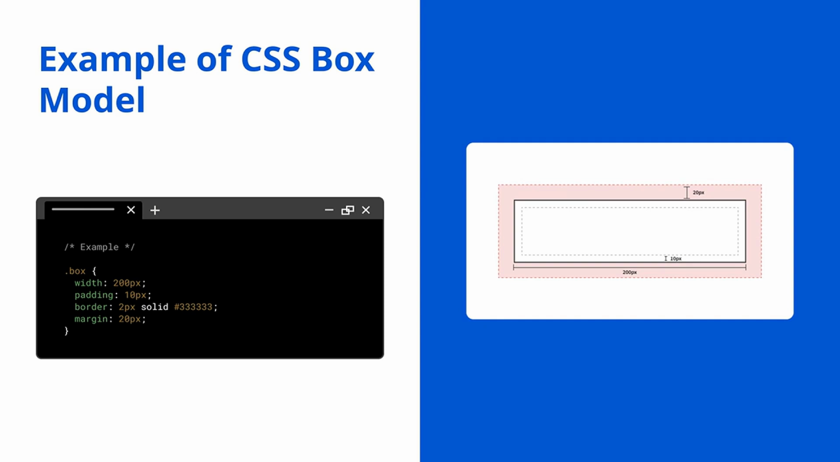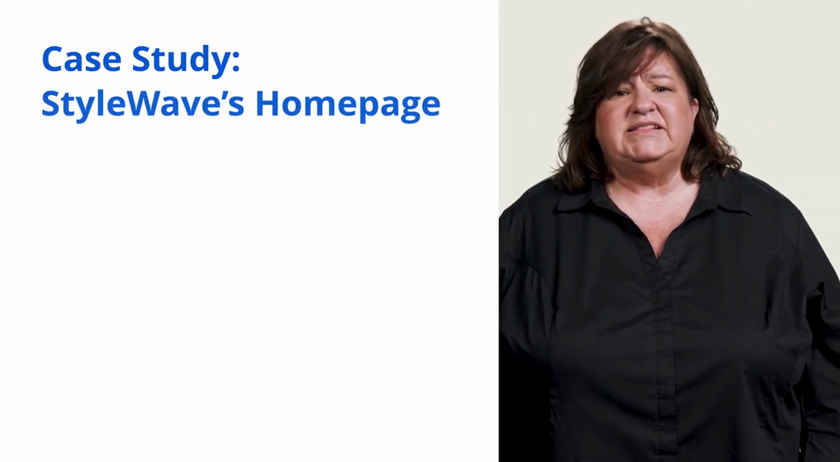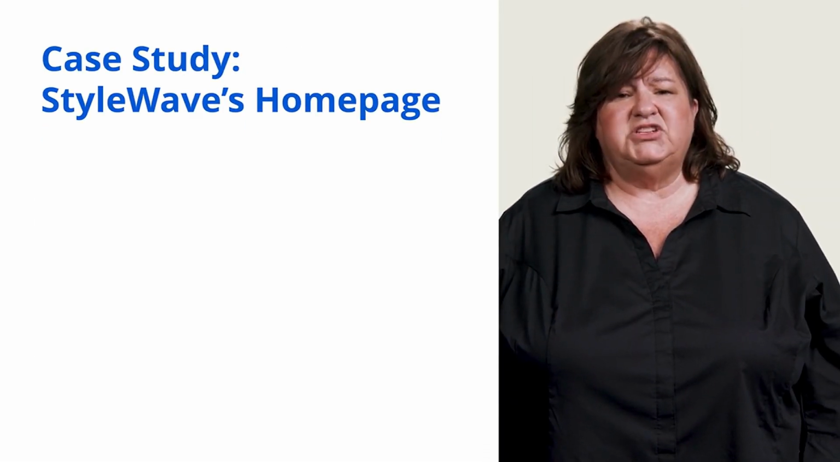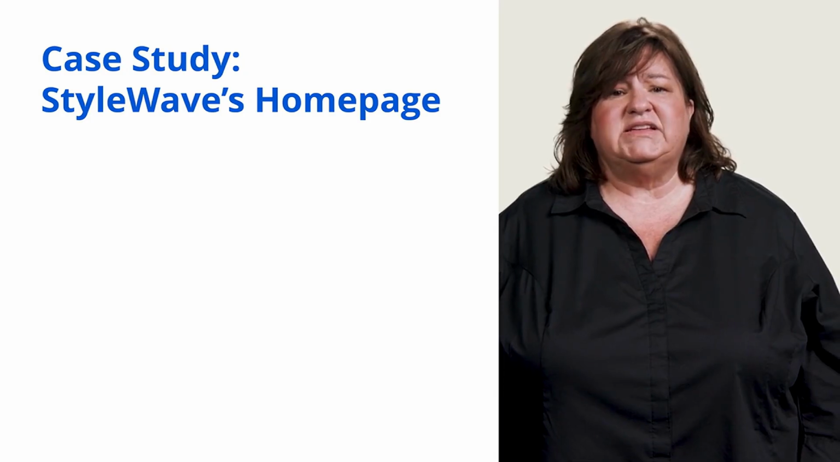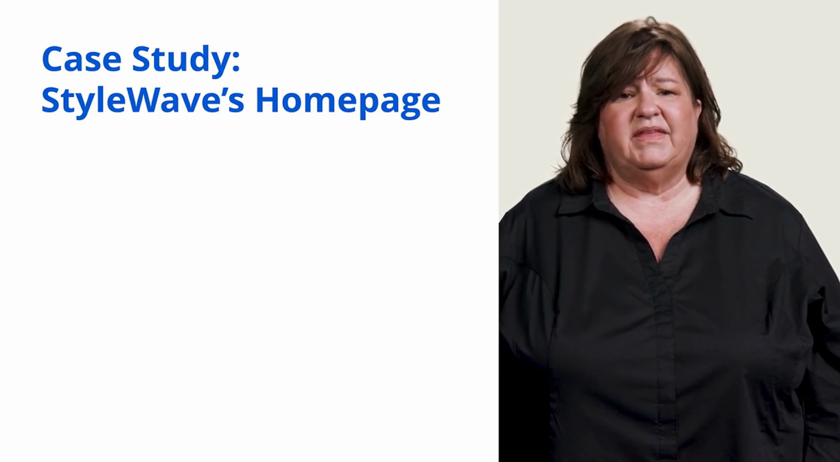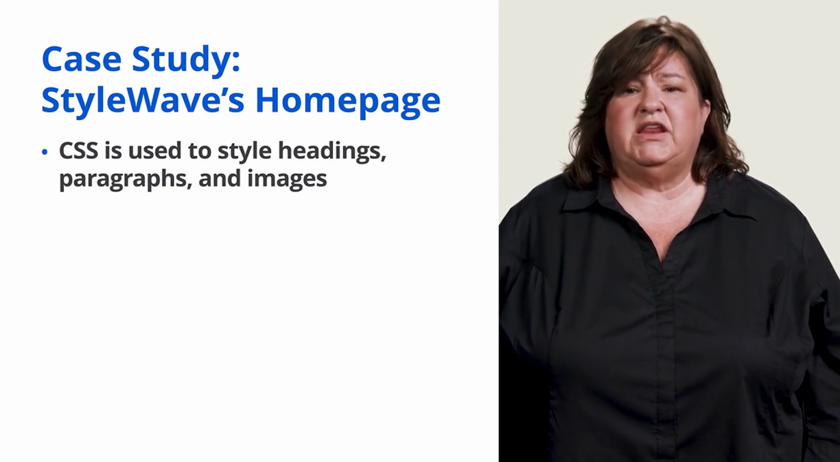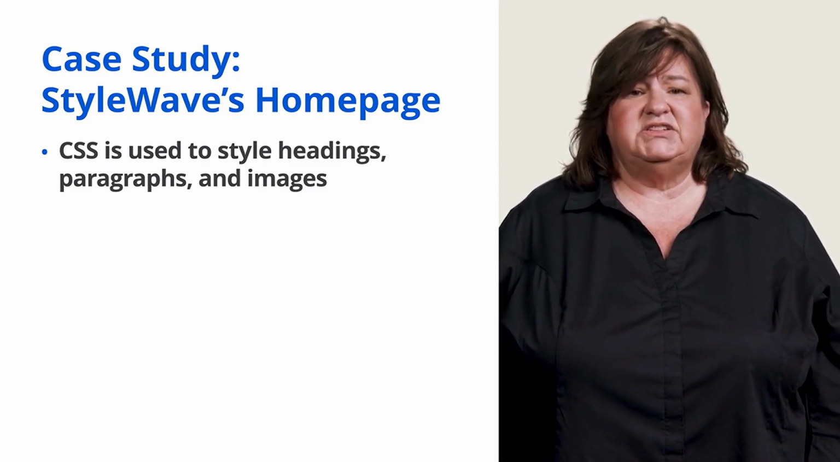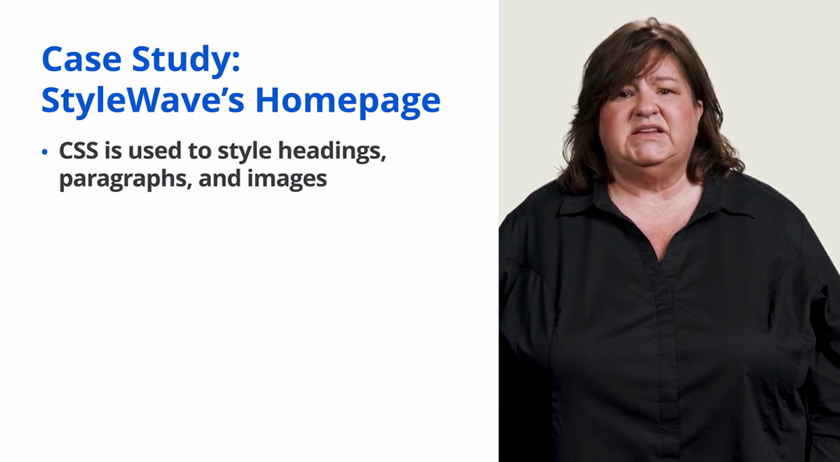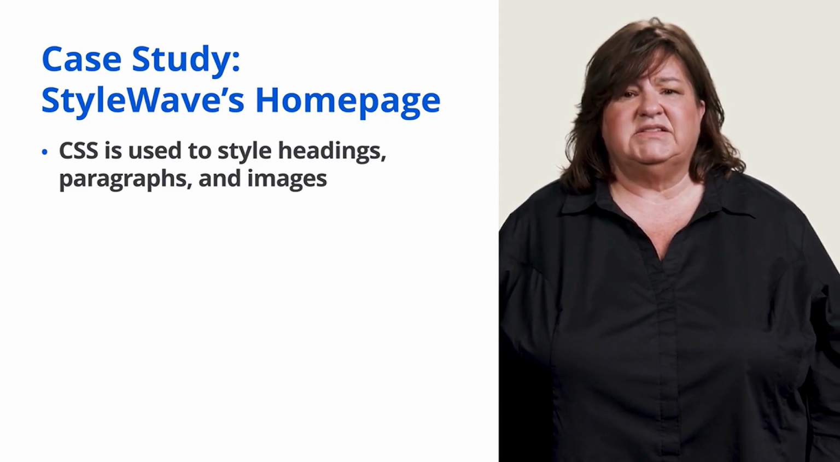This combination of properties helps define the size, spacing, and border style of the box. Let's examine how StyleWave, a digital marketing company, can use CSS to improve their homepage. The HTML structure includes headings, paragraphs, and images. CSS is used to style these elements, changing colors, fonts, and layouts.